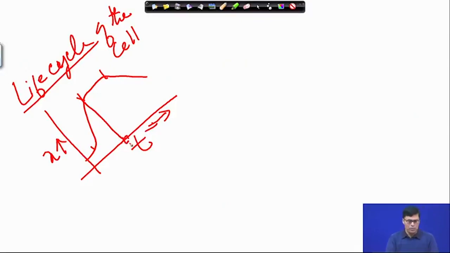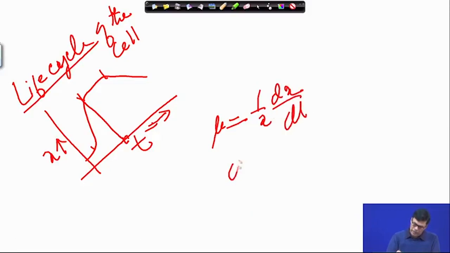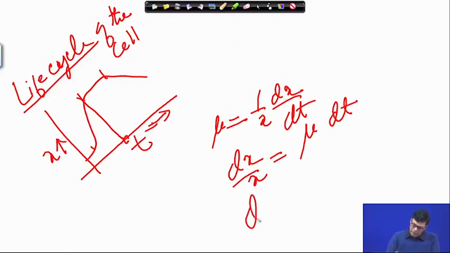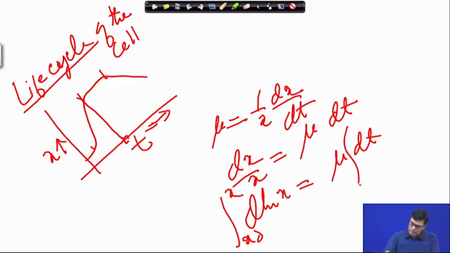Now, the question is, how can we do that? How can you find that? We know that mu is equal to (1/x)(dx/dt). Am I right? So, dx/x, I can write as mu dt. This is d ln x equals mu dt. Am I right? Now, integrating, this is from x0 to x, and this is from 0 to t.